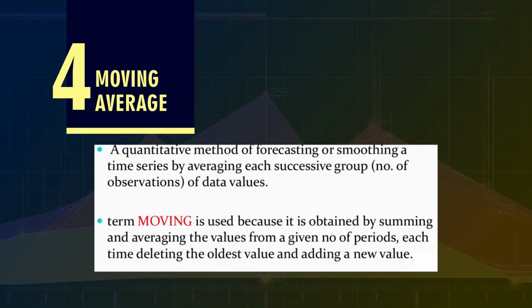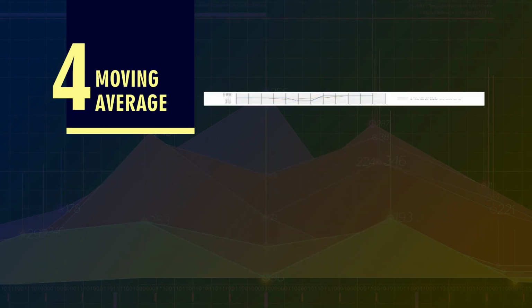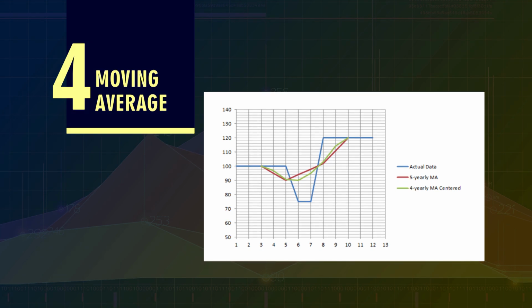It is a quantitative method of forecasting or smoothing a time series by averaging each successive group of data values. The term moving is used because it is obtained by summing and averaging the values from a given number of periods, each time deleting the oldest value and adding a new value. If you see the analysis, actual data is in blue color, the 5-year moving average is in red color, and the 4-year moving average, which is centered, is in green color. So this is the manner by which we make the moving average, and we have seen how the figure deviates from the actual data.